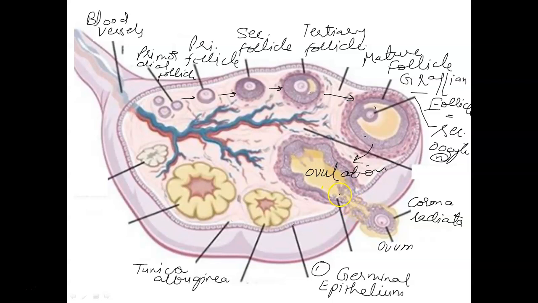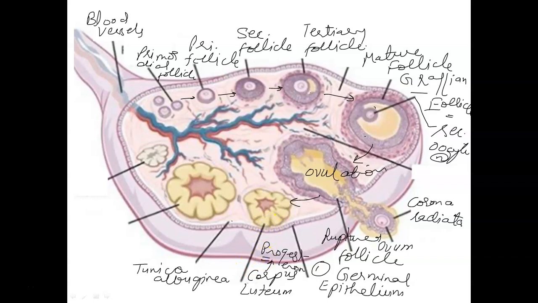This one is the ruptured follicle, and this ruptured follicle will form the corpus luteum. Clear? Now, this will convert into the corpus luteum, so here is the corpus luteum. This corpus luteum starts secreting progesterone.